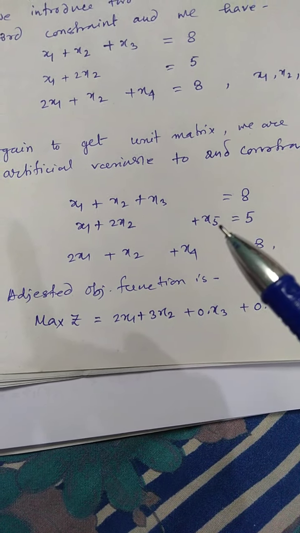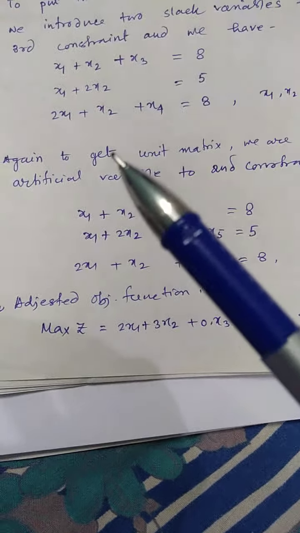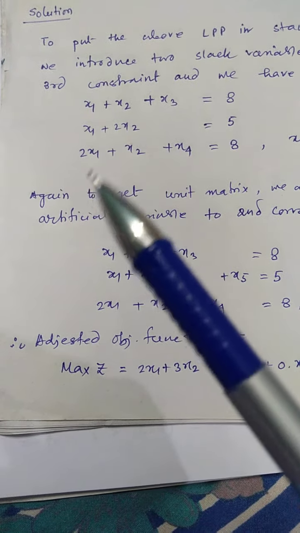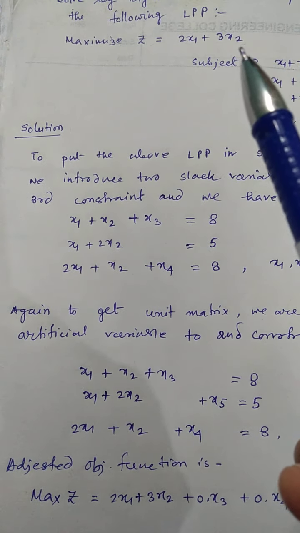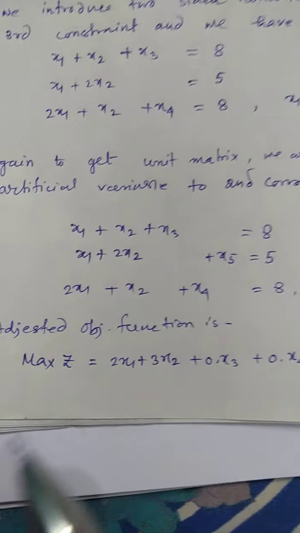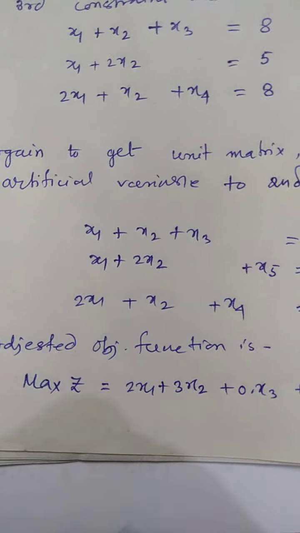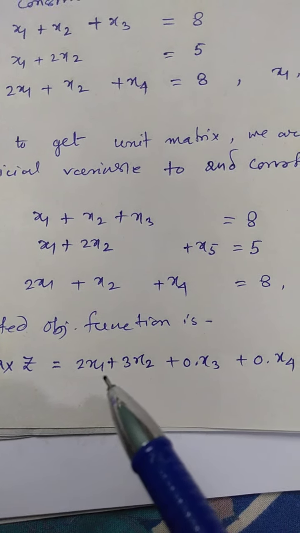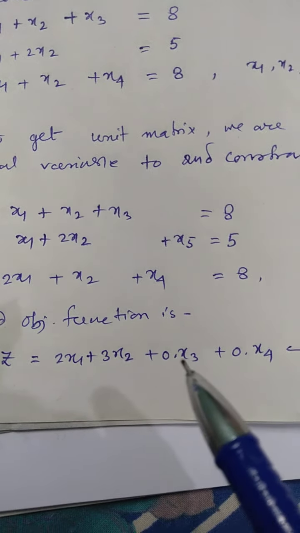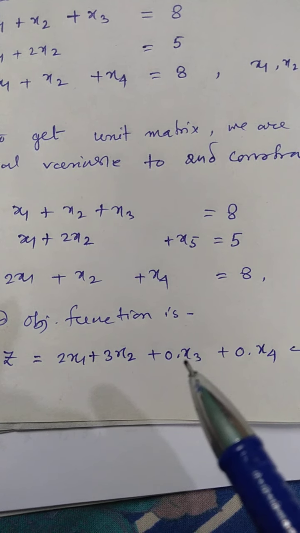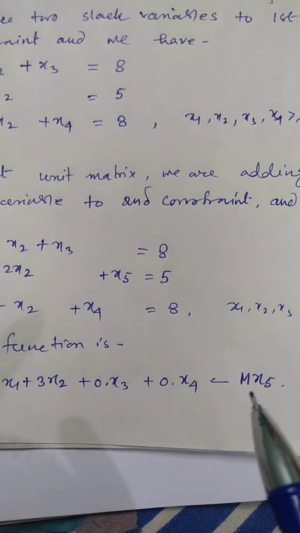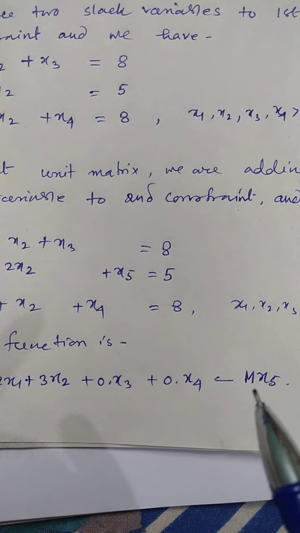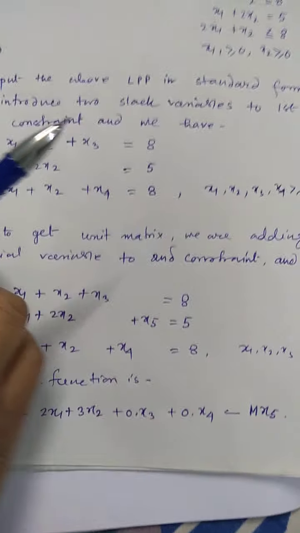This is my artificial variable, x5. So what is my objective function? Objective function is maximize z equals 2x1 plus 3x2. Now the adjusted objective function is maximize z equals 2x1 plus 3x2 plus 0 into x3, this is a slack variable, 0 into x4, this is a slack variable, and minus M into x5, this is an artificial variable. Now we have to make the simplex table.